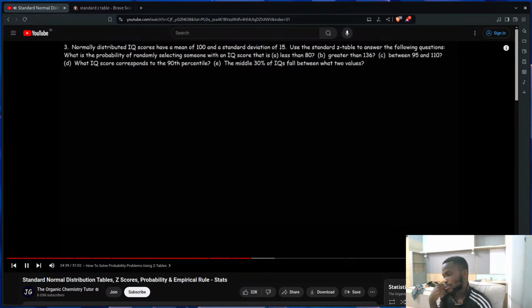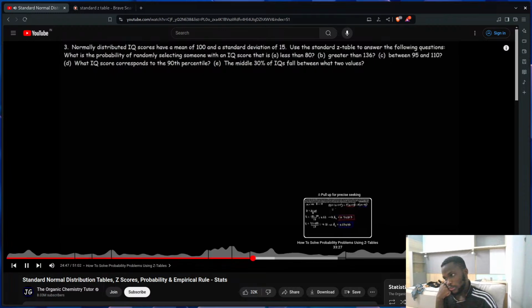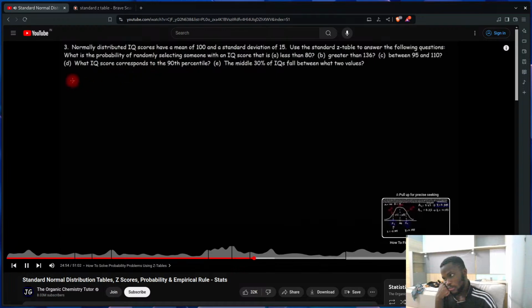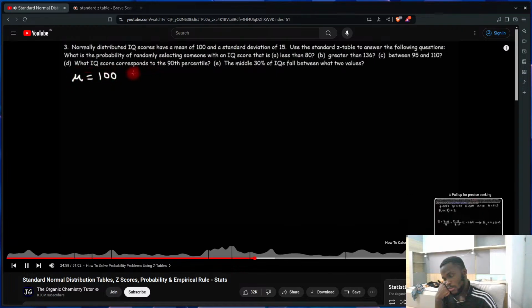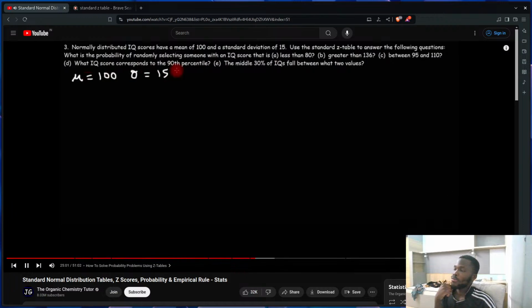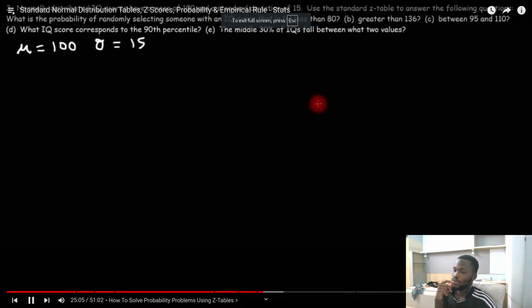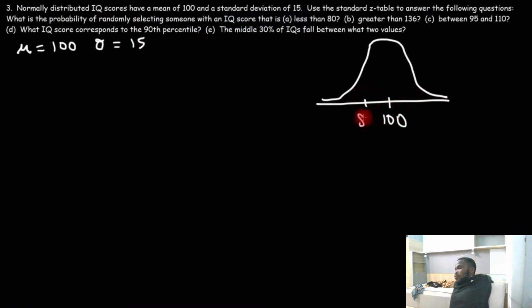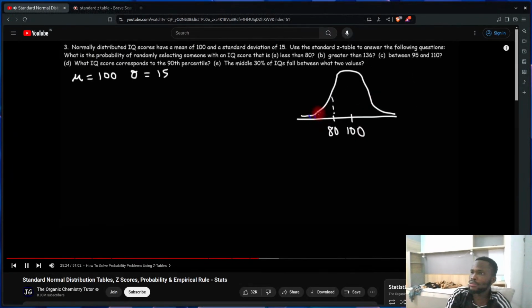Normally distributed IQ scores have a mean of 100 and a standard deviation of 15. Use the standard z-table to answer the following questions. What is the probability of randomly selecting someone with an IQ score that is less than 80? So let's write down what we know. The mean is 100, and the standard deviation is 15. Now let's draw a picture. So here is a rough sketch of our bell curve. The mean is 100, and we want to find the probability of selecting someone with a score of less than 80. So what we need is the area to the left of 80.